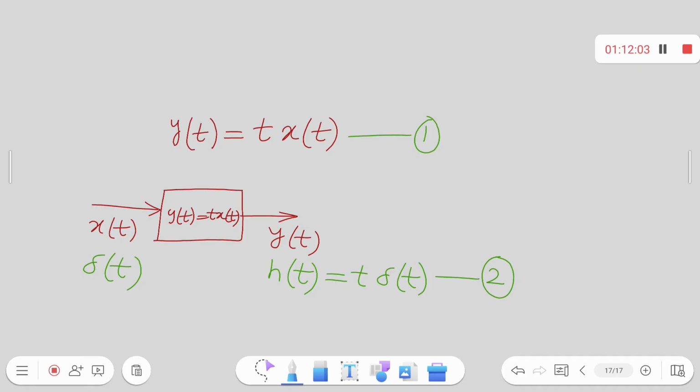Is it BIBO stable? No, sir. Why not? Because when t tends to infinity, the output also tends to infinity. The output is not bounded.